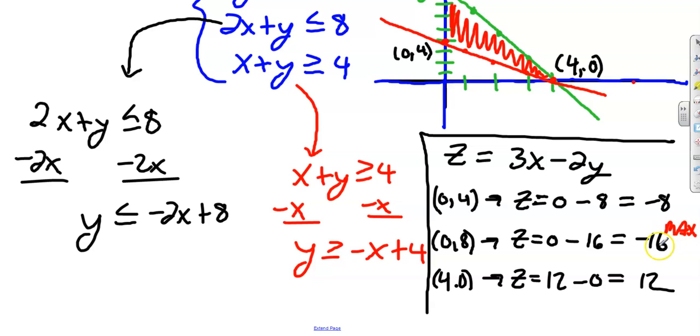Okay, so max is negative, or sorry, not max, that's the min. Min is negative 16. Again, if they ask for the ordered pair, that would be at 0, 8. And your max would be 12, which comes from the ordered pair 4, 0.